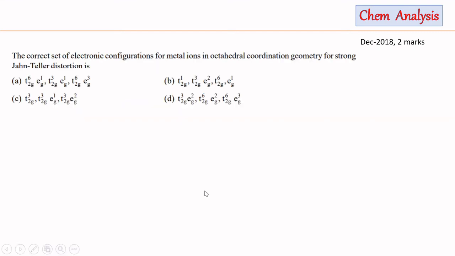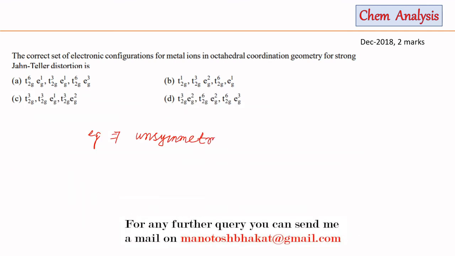This is a very easy question. We have to tell about the electronic configuration for the metal ion in octahedral coordination which will show strong Jahn-Teller distortion. Now, from the rule of Jahn-Teller distortion, the electronic configuration which contains Eg orbitals unsymmetrically filled, that means the Eg orbitals will be less than or more than half filled, not half filled or fully filled, will show strong Jahn-Teller distortion.